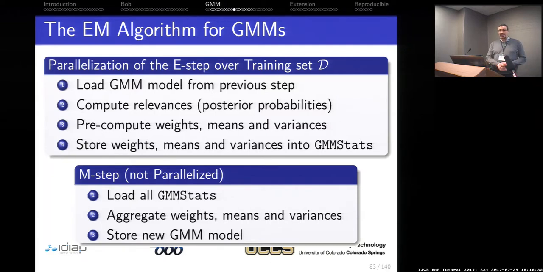And the nice thing about that is that you can parallelize the E step over the training set. So that's very easy, and that's what we have implemented. The idea is that you load the Gaussian mixture model from the previous step, you compute the relevances, and then you pre-compute weights, means, and variances, so that in the M step, you can just sum them up.